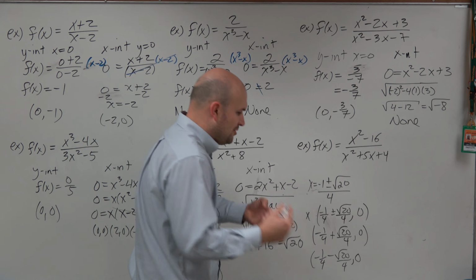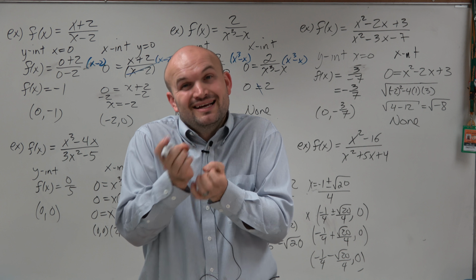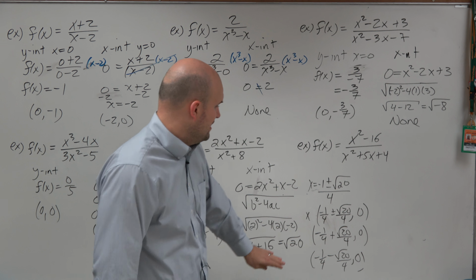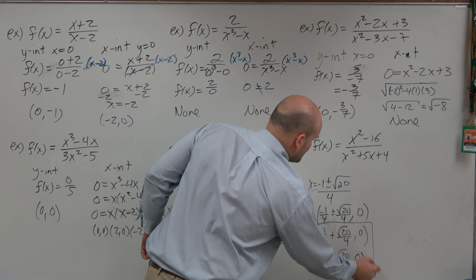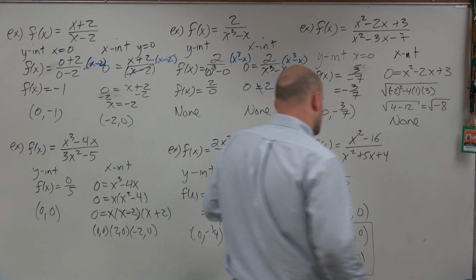Now again, the purpose of this is that these are irrational. So they're just not going to land at 1, 2, or 3. It's going to be an irrational number where they cross. However, these are going to be your 2 points. All right, in the last one, let's go ahead and take a look at this.